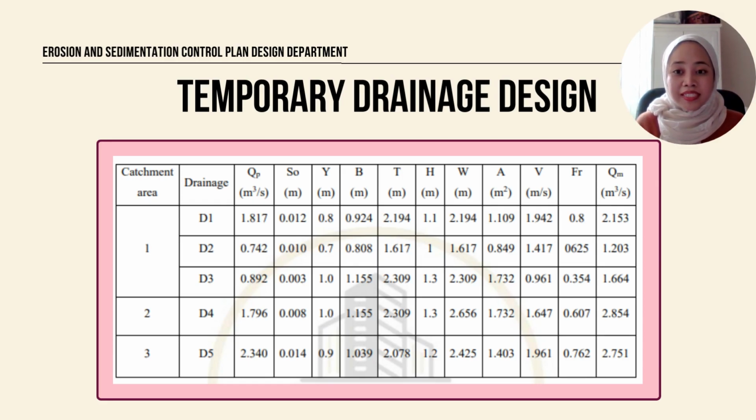Next is the temporary drainage design. From this table that we calculated, the QM that we get for D1 is 2.153. For D2, we get 1.203. For D3, we get 1.664. For D4, we get 2.854. And lastly, for D5, we get 2.751.